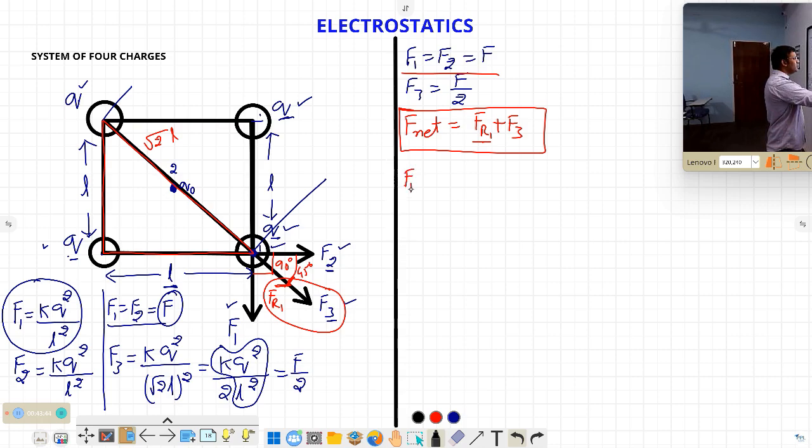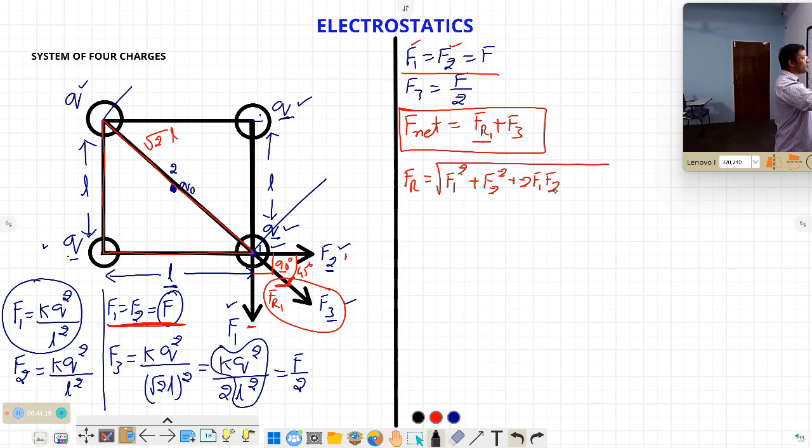So what is FR1? FR1 is the resultant force between the first force and the second force. First force is F1, second force is F2, and the angle between them is 90. You know the magnitudes are the same, but the angle between them is 90 degrees. So when two forces have the same or different magnitudes, if they are separated by a certain angle, you have to use the parallelogram law of vector addition. According to that, I can write the formula: square root of F1 square plus F2 square plus 2 F1 F2 cos theta. Now if you substitute in this formula, we are going to get FR1.